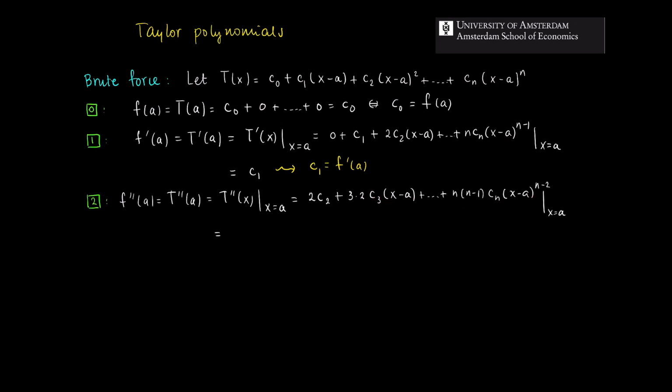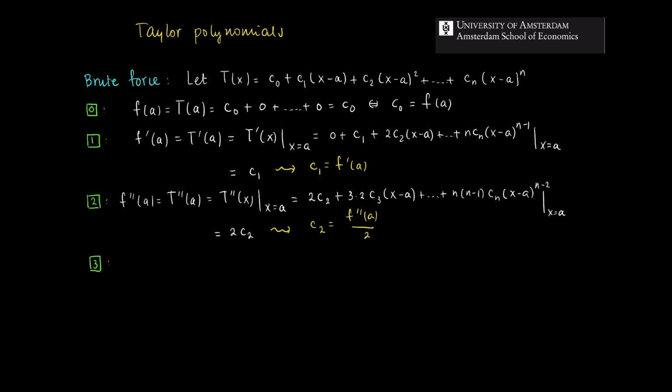So as a result, by substituting x equals a, we get 2c2. This means that c2 should be equal to the second order derivative of f in a divided by 2. And this will just continue.